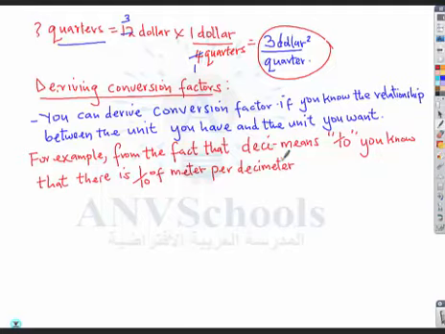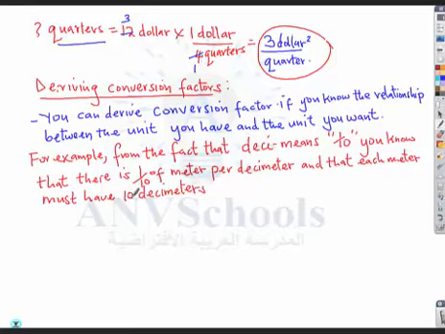And that each meter must have 10 decimeters. Thus, from the equality, one meter is equal to 10 decimeters. You can write the following conversion factors relating meters and decimeters.